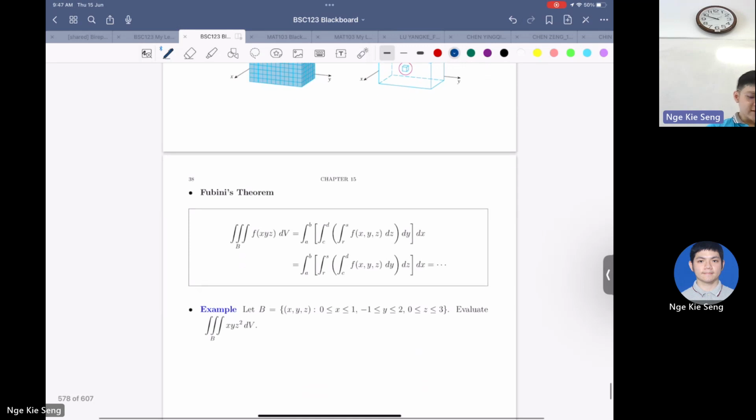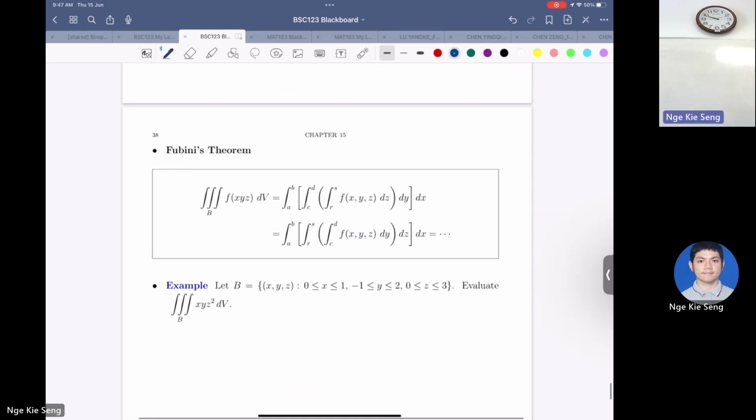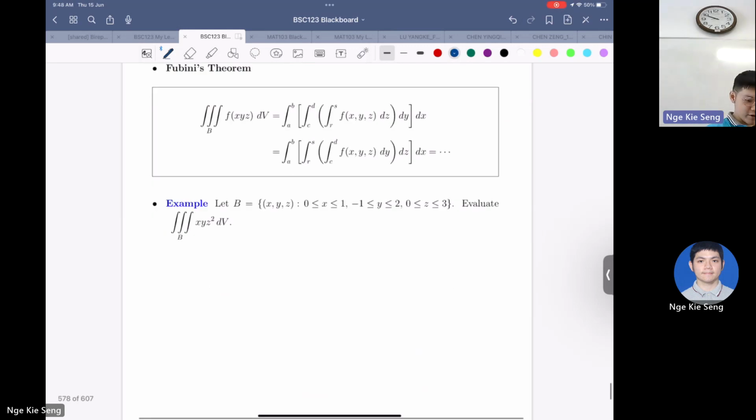In this case, we also have similar stuff to Fubini's theorem. If you are continuous on the rectangular domain, you also can solve your integral no matter how you structure it. So how many possible ways you can solve it? 3 factorial, 3 times 2, 6. There are 6 ways.